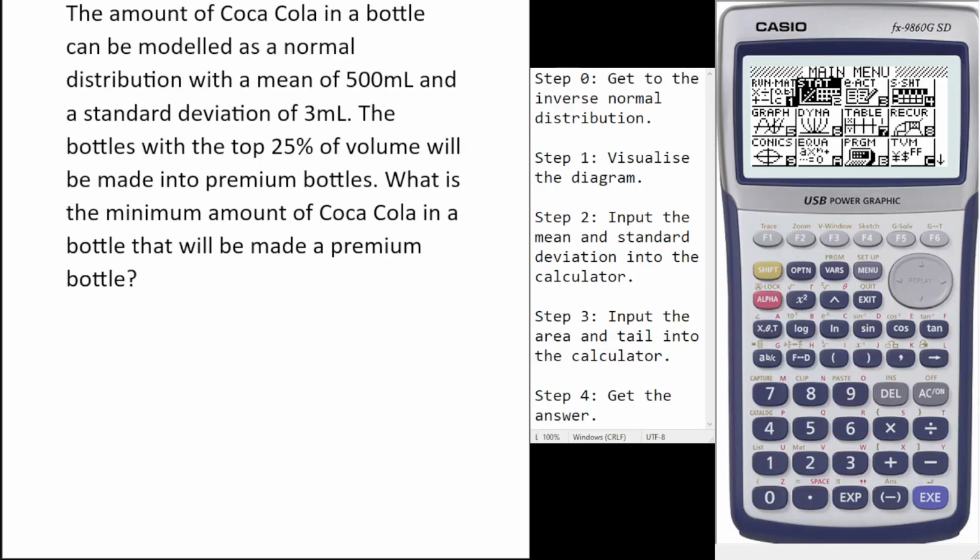The amount of Coca-Cola in a bottle can be modeled as a normal distribution with a mean of 500 ml and a standard deviation of 3 ml. The bottles with the top 25% of volume will be made into premium bottles. What is the minimum amount of Coca-Cola in a bottle that will be made a premium bottle?